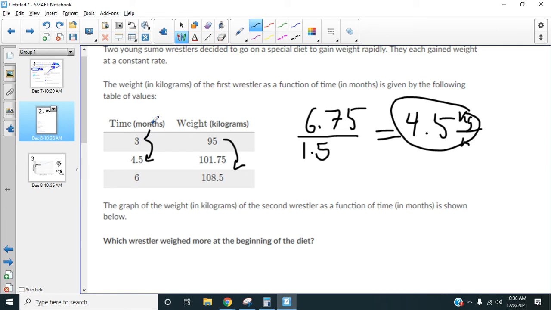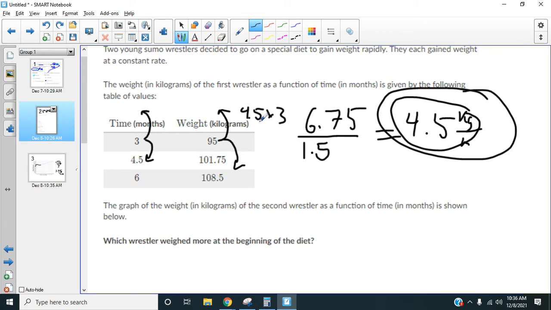Well, we need to go back in time a little bit here on this table. We know that they gained 4.5 kilograms and they did it 3 times, right? 4.5 kilograms per month. So let's do 4.5 times 3. Somebody tell me that. 13.5, yeah. So let's go back 13.5 kilograms. If we go back 13.5 kilograms, then this would be 81.5. That's where they were at month 0, right?